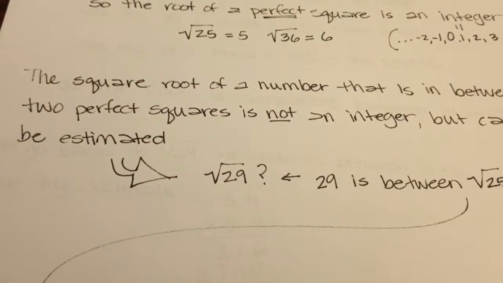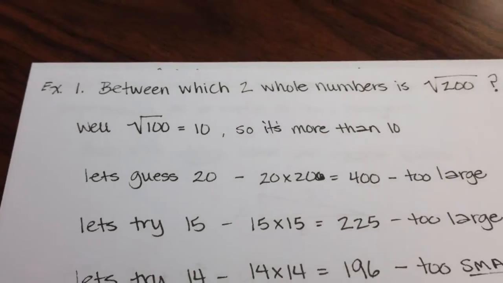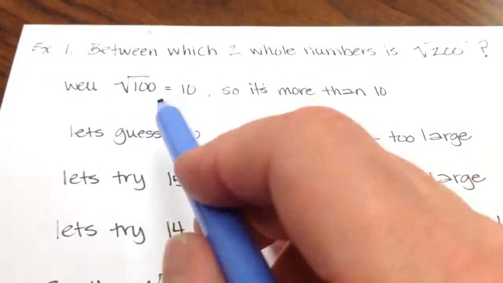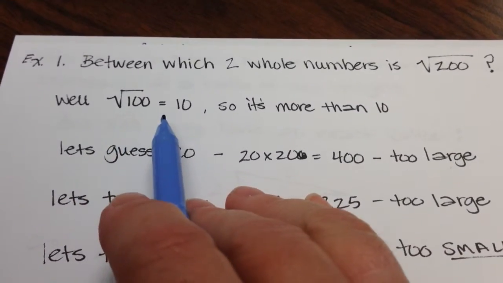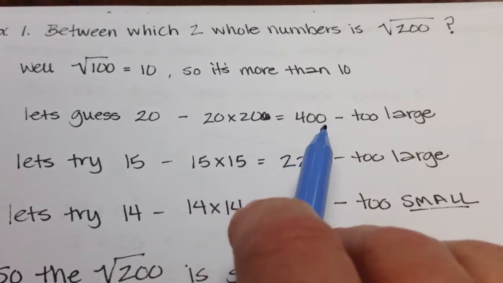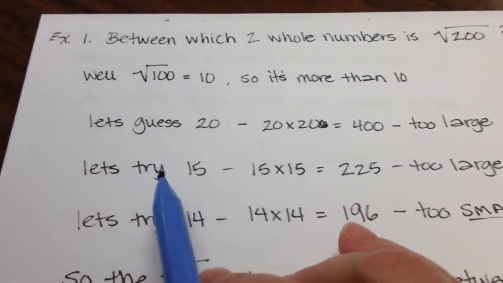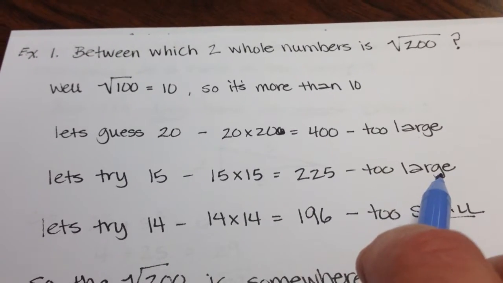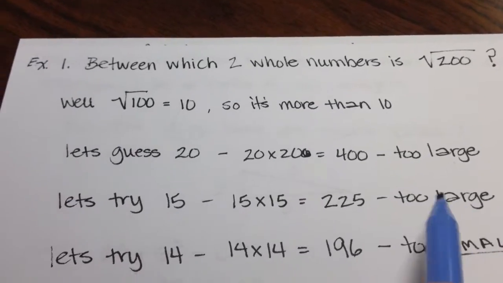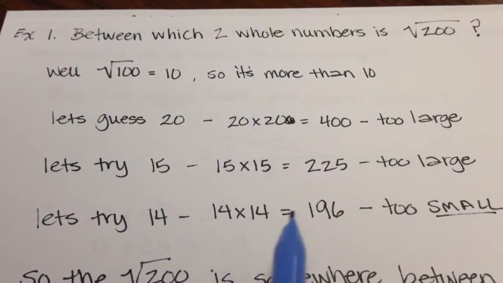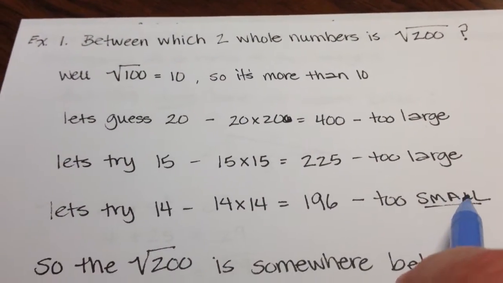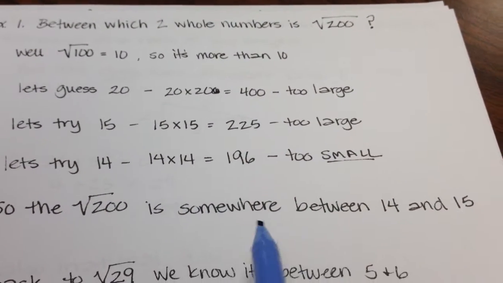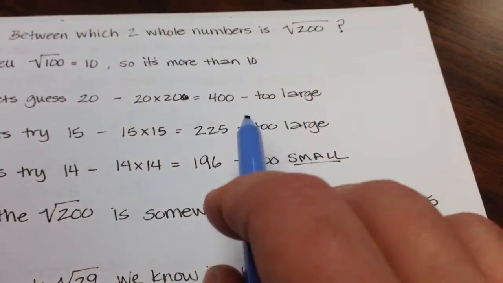Irrational numbers. Between which two numbers is the square root of 200? Well, we see that the square root of 100 is 10, so it's more than 10. Let's guess 20. 20 times 20 is 400, that's too large. So let's try 15. 15 times 15 is 225. It's too large. It's sort of like Goldilocks and the Three Bears. Let's try 14. 14 times 14 is 196. Aw, too small. So what do we know? We know that the square root of 200 is somewhere between 14 and 15.